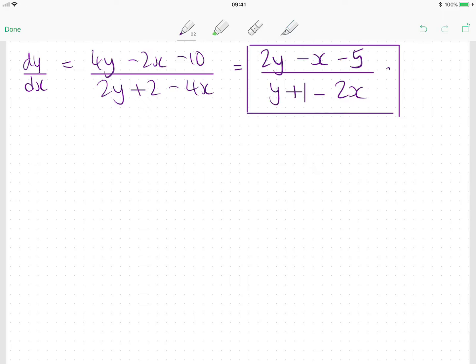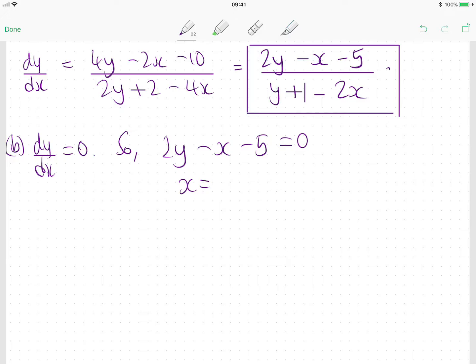Now on to part B. We want to find out when dy/dx is equal to 0. Well, we have a fraction. A fraction is 0 when the top is 0. So this means we require the top of the fraction, which is 2y take away x, take away 5, to be 0. If we rearrange that a little, taking the minus x to the other side, we have 2y take away 5 is the same as x. So this is our relationship when dy/dx is 0.